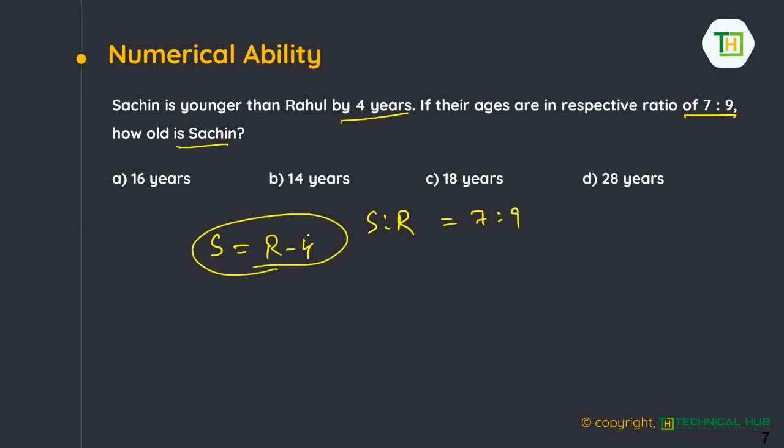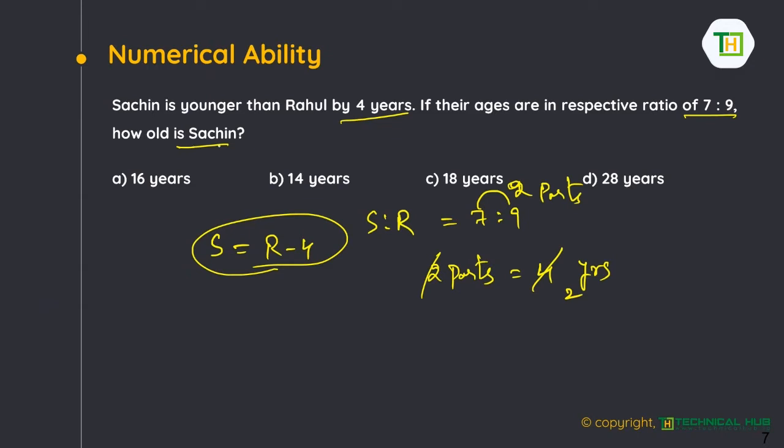According to this statement, it is very clear that the difference between Sachin and Rahul is 4 years. The difference between these two persons is how many parts? 2 parts, right? Therefore, 2 parts is equal to how many years? 4 years. Then each part is equal to 2 years.